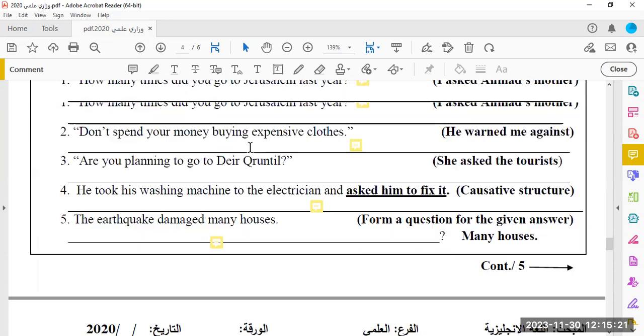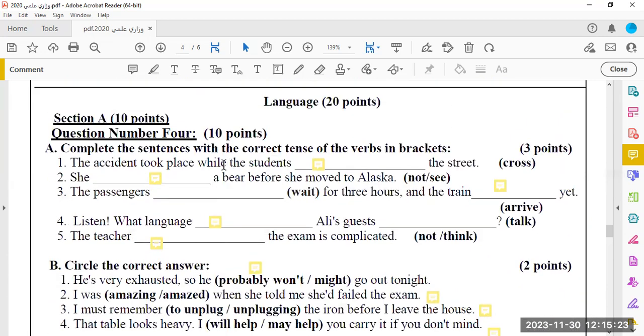So we go back to question number 1, and the exam is usually ordered as in the book. If you look at question number 1, it relates very much to unit 1 and 3. Karam, start please with the question and number 1. Complete the sentences with the correct tense of the verbs in brackets. The accident took place while the students were crossing the street. Okay. Now, number 2. Who's ready?